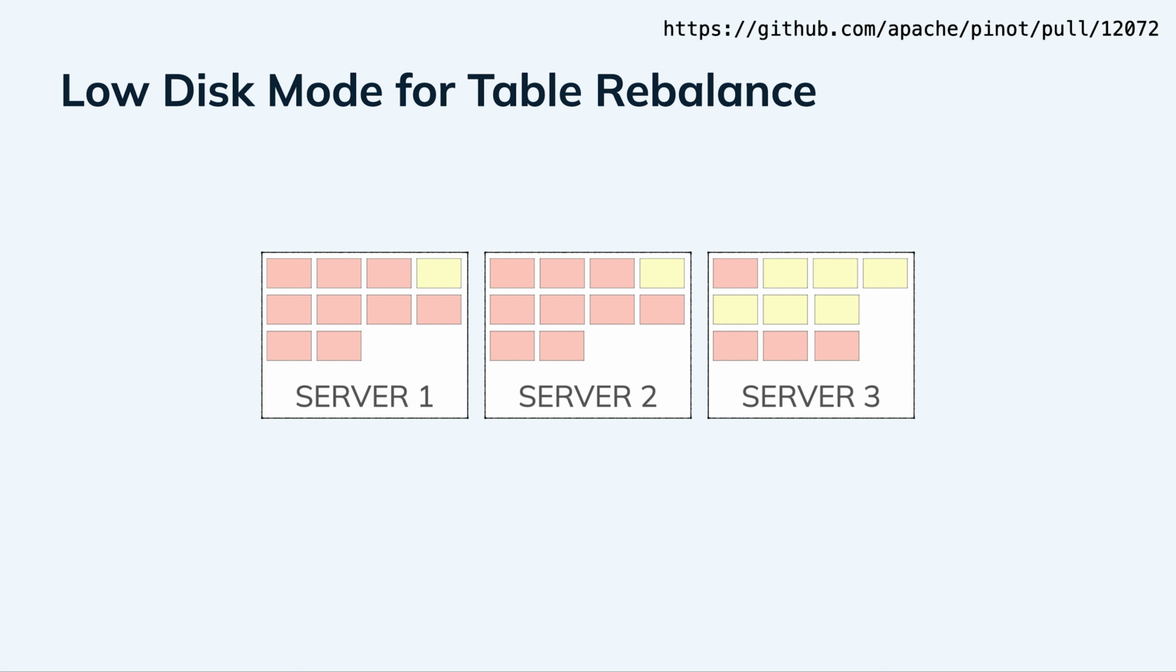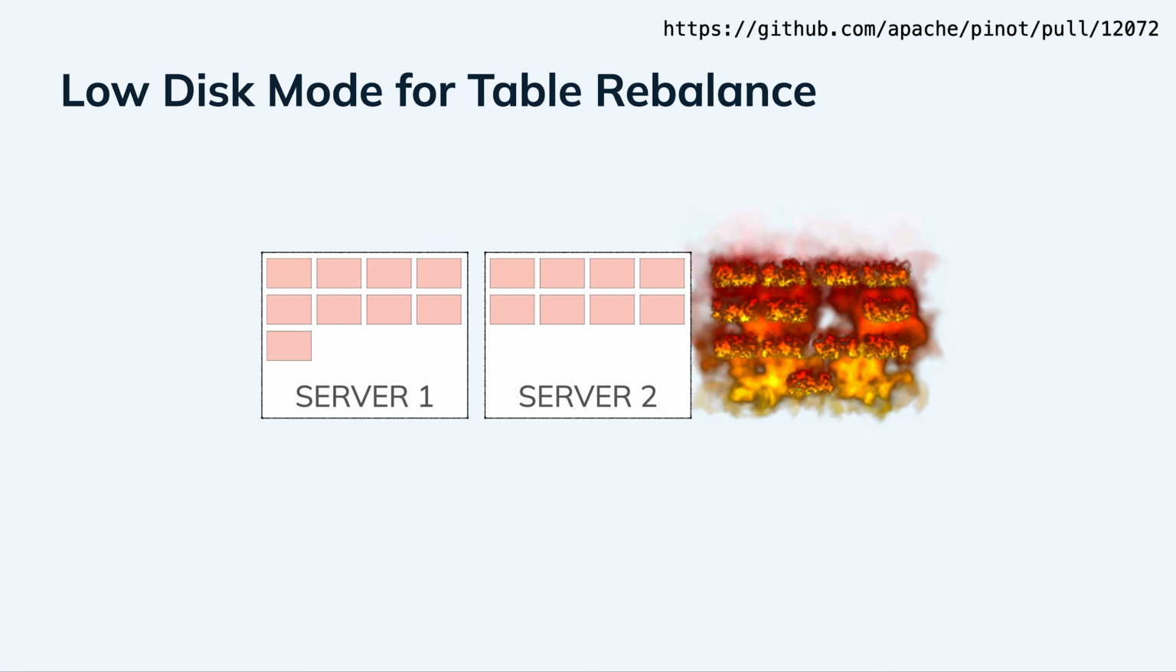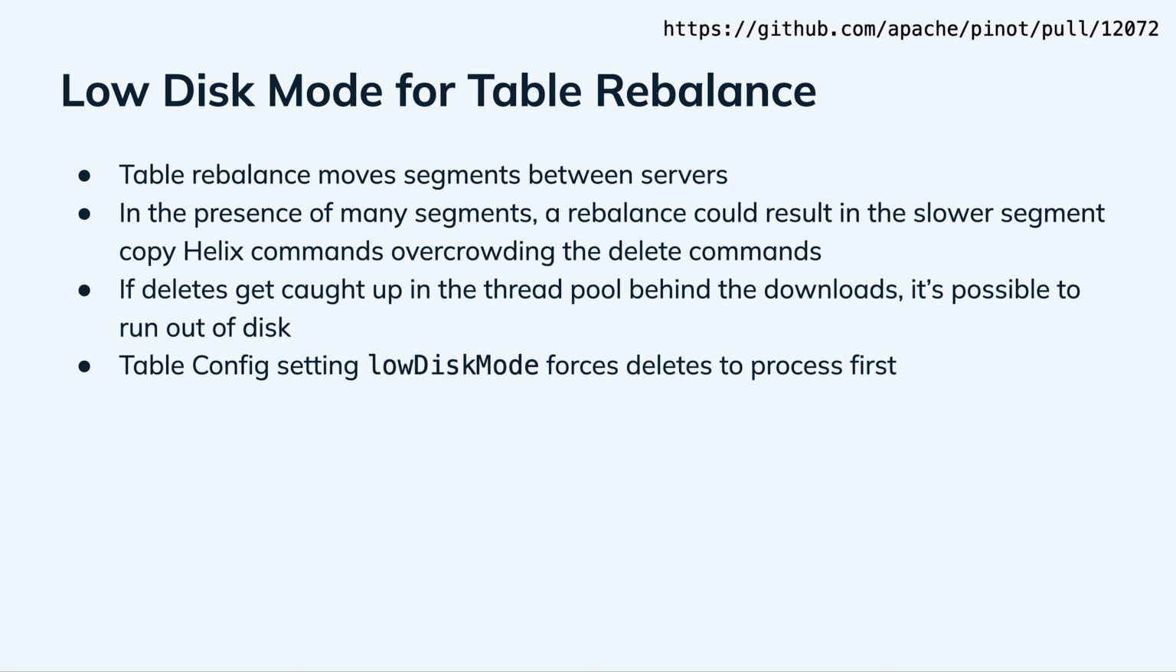Okay, oh, we got to delete, good, we made some space, but let's keep downloading, and now we're in a situation where there were some deletes queued up, but we didn't get to them, disk is full, and that next segment comes in and everything dies. The point of this feature is that now we have this low disk mode feature in table config that makes sure the deletes get scheduled first, so we clear up space, and as we're downloading new segments, we don't run out, and that's a good thing.